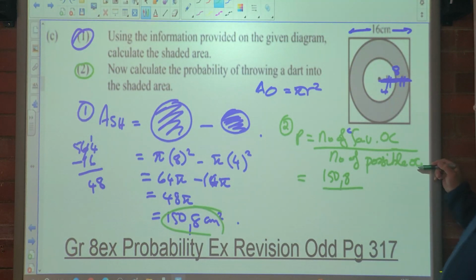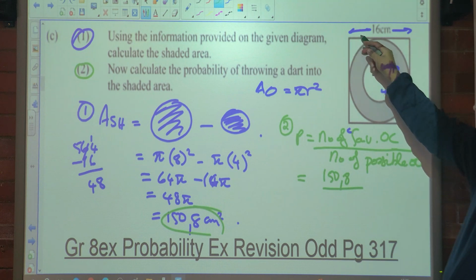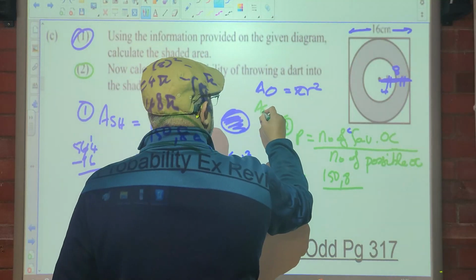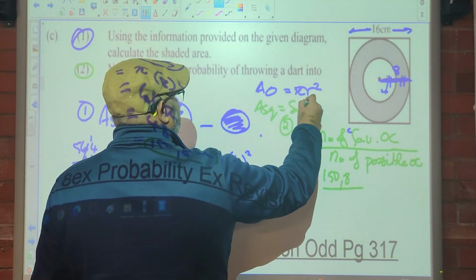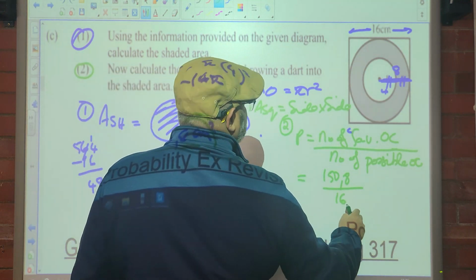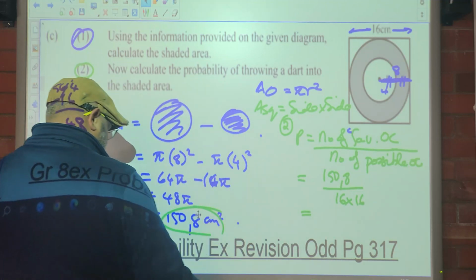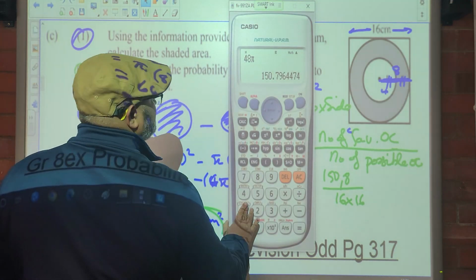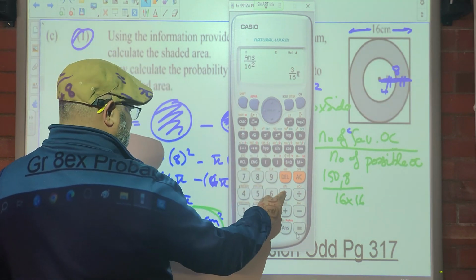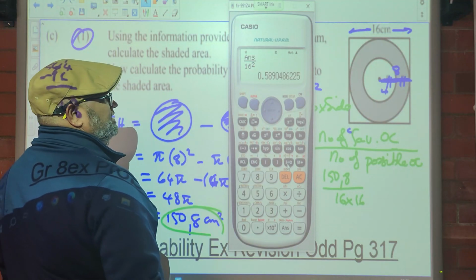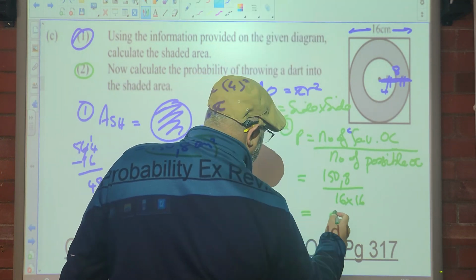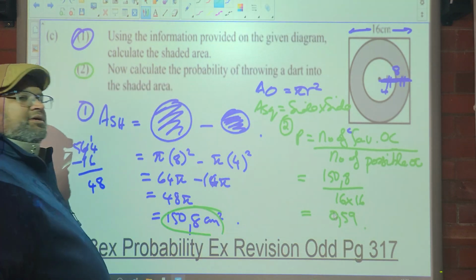Over the number of possible outcomes, the area of the possible, which is everything here. Can you see that? How do you calculate the area of a square? Area of a square? Side squared, or side times side. What's the length of the side? 16. So 16 times 16. That gives us 48 pi over 16 squared. Gives us 3 over 16 pi, or 0.59. Okay.